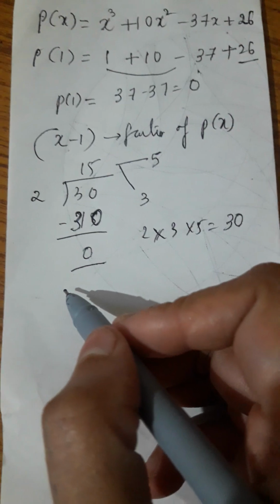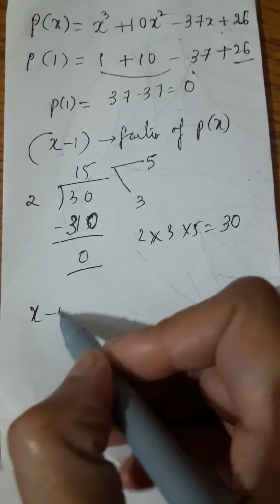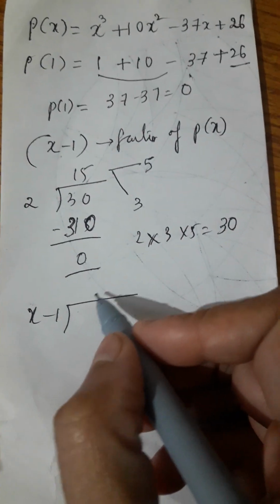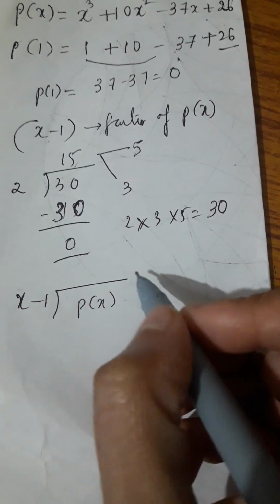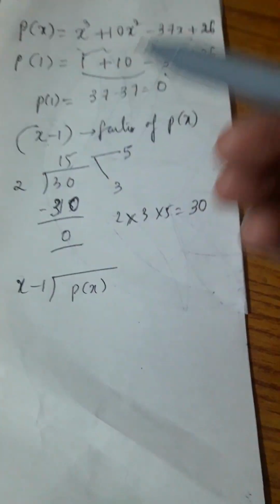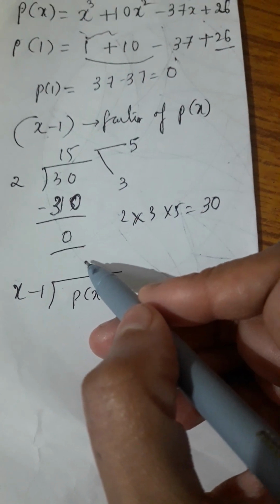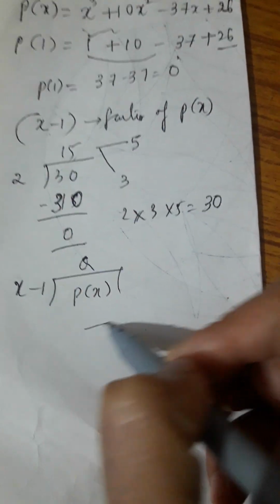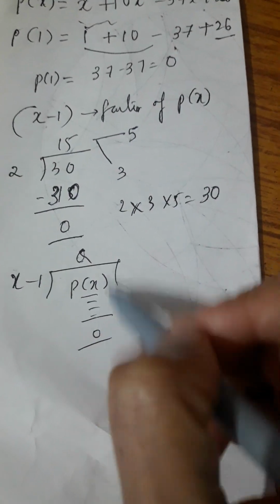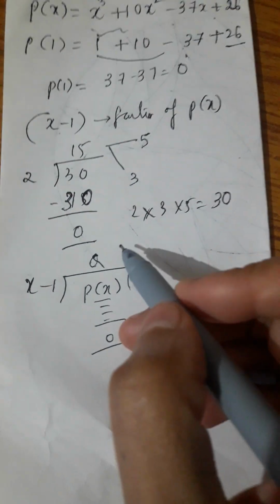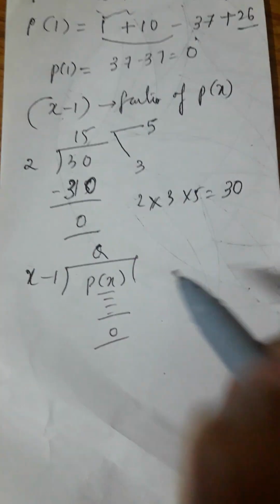In long division you know how to find out. So you will be putting your x minus 1 here and your p of x polynomial, the dividend polynomial, will come here and you will find your quotient. You should get 0 here because it's a factor, right? Performing the series of steps. We know that. Now that is long division.